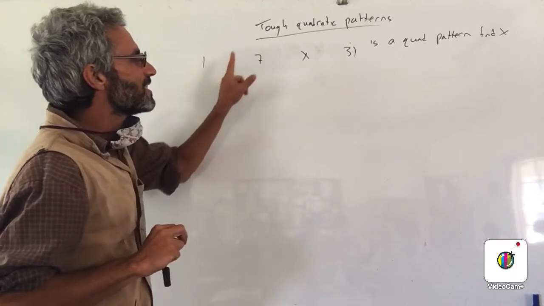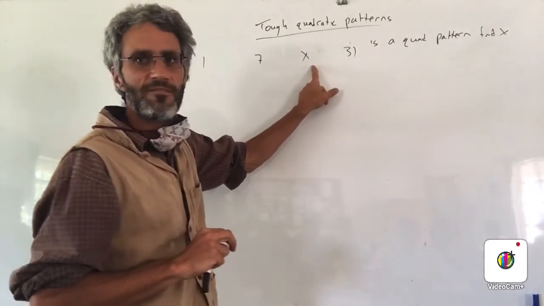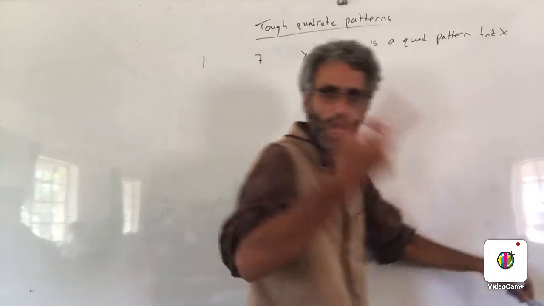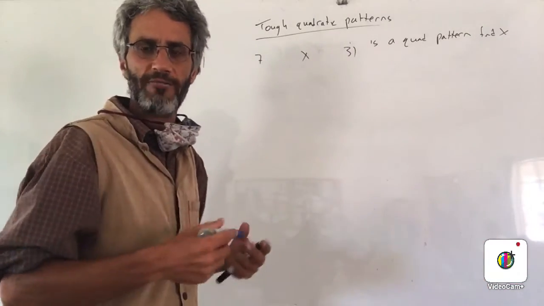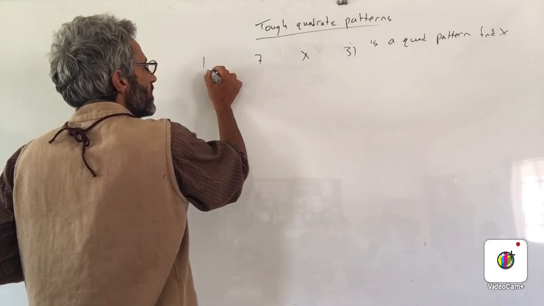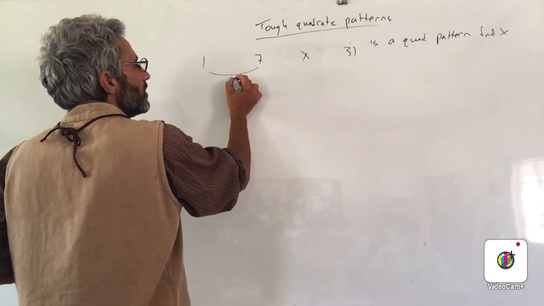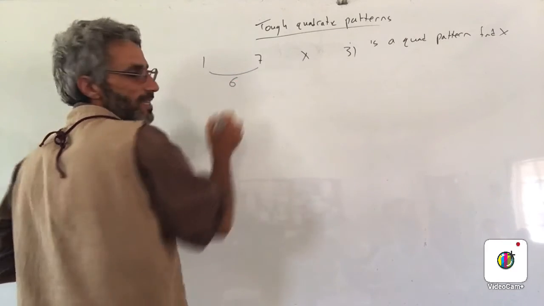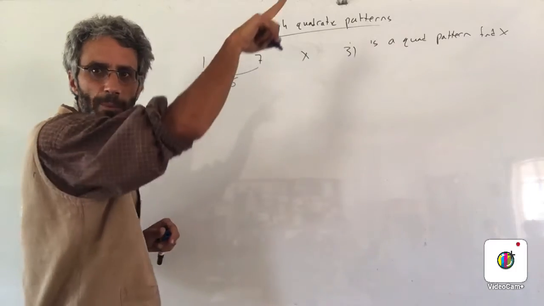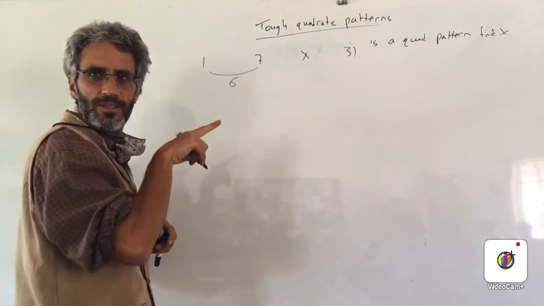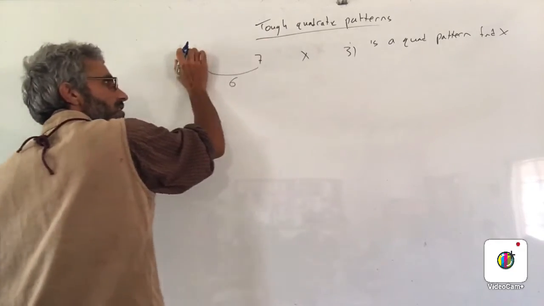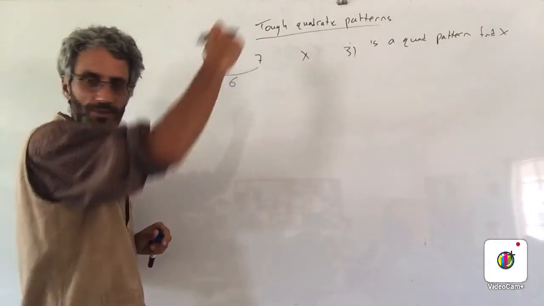Right, so they tell us it's a quadratic pattern. We need to find X. What we do is the same thing we did last time when we had a linear pattern. We find the differences. So the difference between these is what? Plus 6, actually, it goes up. We always do the final one minus the initial. Goes up.